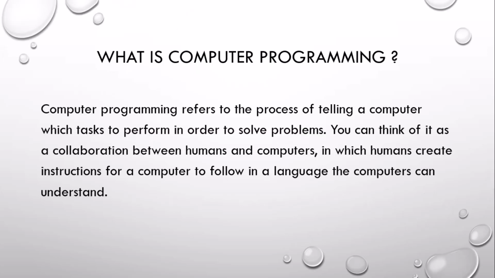What is computer programming? Computer programming refers to the process of telling a computer which tasks to perform in order to solve problems. You can think of it as a collaboration between humans and computers, in which humans create instructions for a computer to follow in a language that the computer understands.